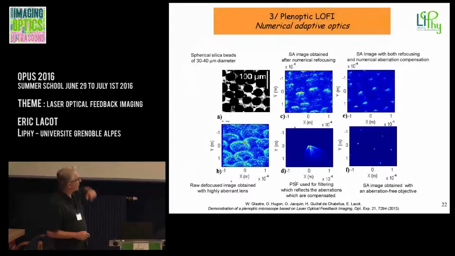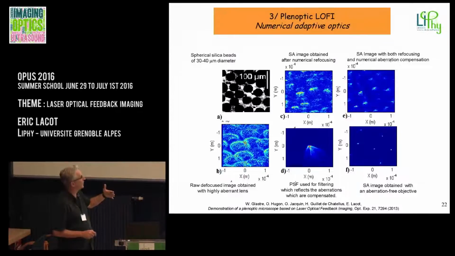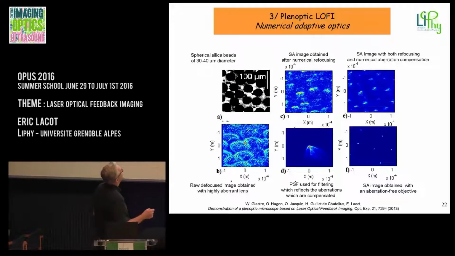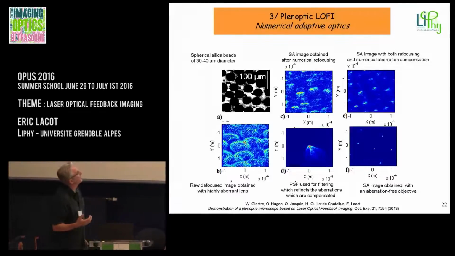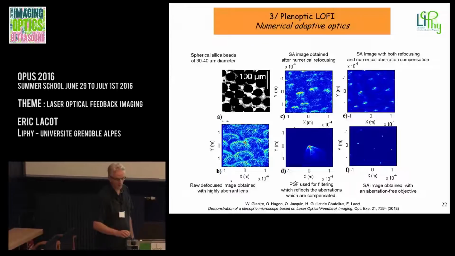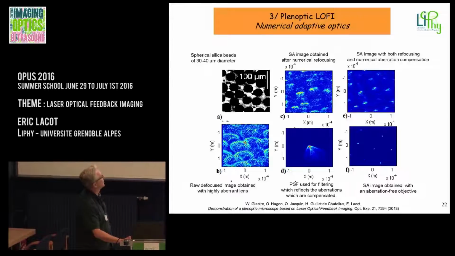And here you can see an example of the point spread function, where we can see the aberrations which are initially present in our setup. These aberrations are corrected to finally obtain a very good image at the end. So again, from the complex wave, it is possible to numerically eliminate aberration in our setup.